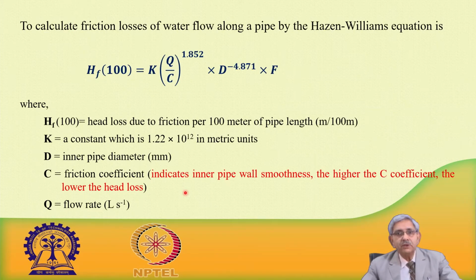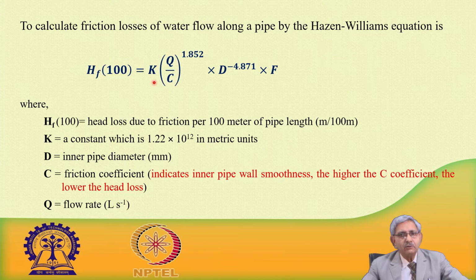Now, if we are using the Hazen-Williams equation, that particular equation is brought in this form, where head loss due to friction in a 100 meter pipeline can be given by this expression, where K is a unit constant and Q by C, that is Q is the discharge through the pipeline in liter per second, C is a constant that depends on the particular type of pipe material, and normally the value of this C varies from 120 to 150.